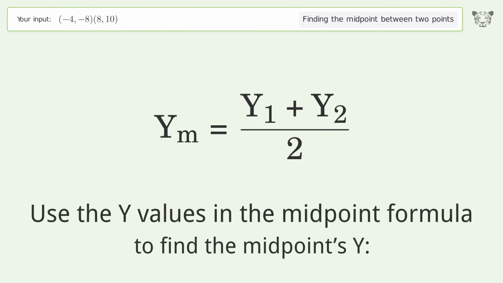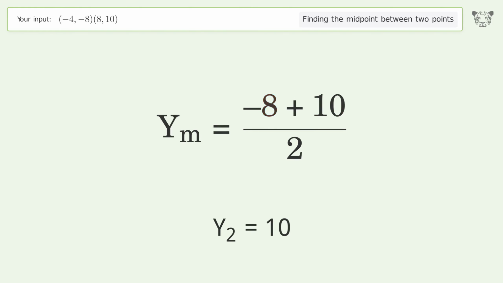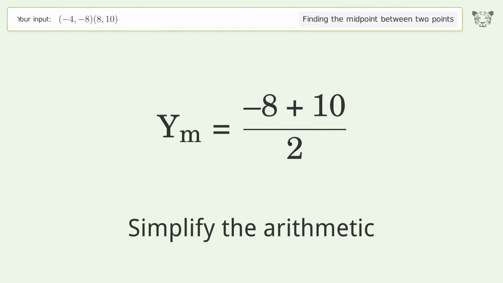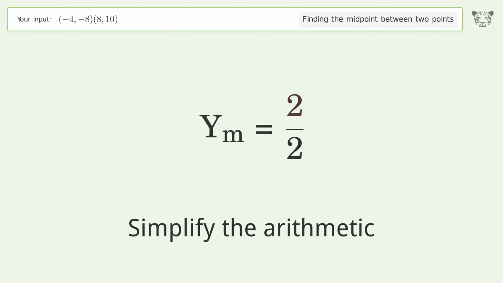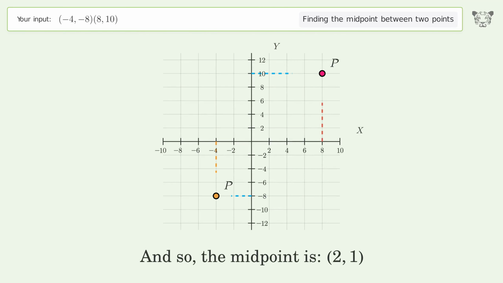Use the y values in the midpoint formula to find the midpoint's y. y1 equals -8. y2 equals 10. Simplify the arithmetic. And so, the midpoint is 2, 1.